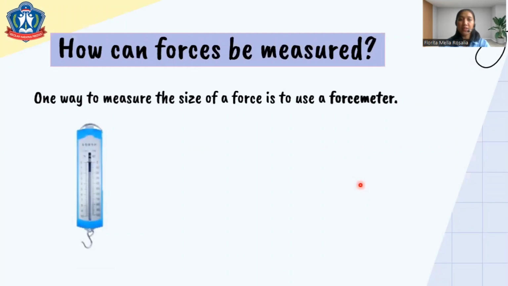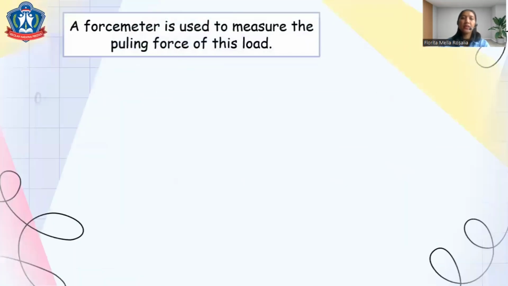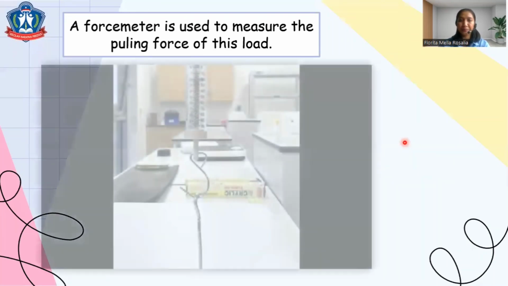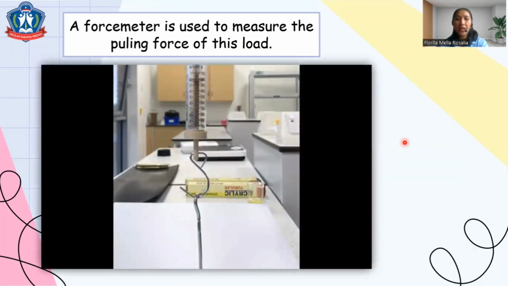One way to measure the size of a force is to use a force meter. This is the force meter. Forces are measured in the unit Newton. The unit is named after the famous scientist Sir Isaac Newton. That's why don't forget to mention the unit. A force meter is used to measure the pulling force of this load. This is the example of how we can read the force meter.